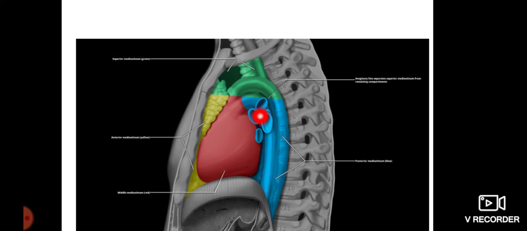The inferior mediastinum is again divided into an anterior mediastinum, middle mediastinum and posterior mediastinum. Anterior mediastinum is a narrow space which is present between sternum and the heart. Middle mediastinum is a space where the heart is located. Posterior mediastinum is a space between the heart and the vertebral bodies. So this is the posterior mediastinum. So to be exact, the heart is situated in the middle mediastinum.